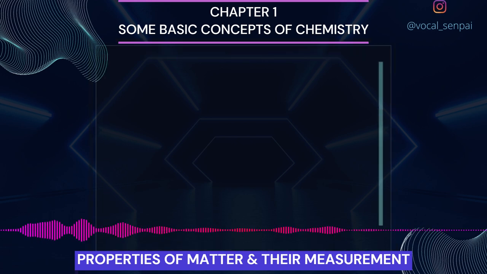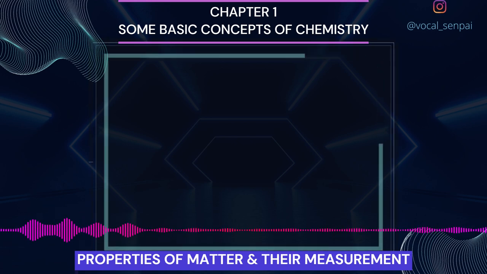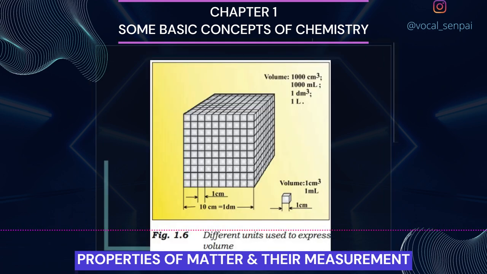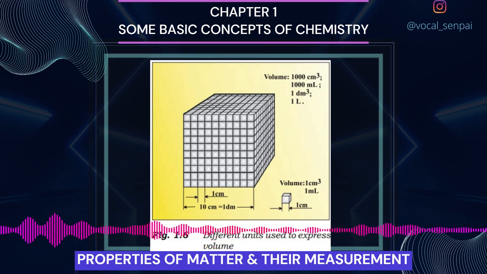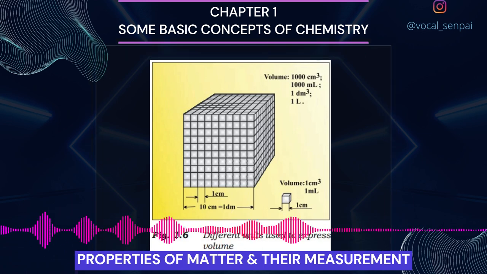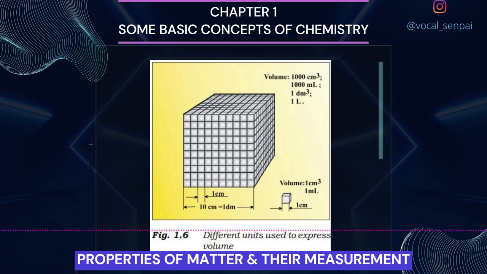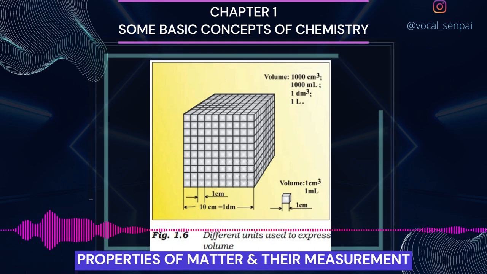Volume. Volume is the amount of space occupied by a substance. It has the units of length cubed. So in the SI system, volume has units of m3. But again, in chemistry laboratories, smaller volumes are used. Hence, volume is often denoted in cm3 or dm3 units.